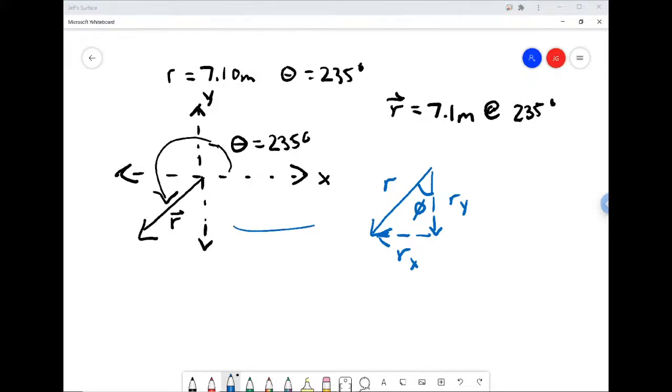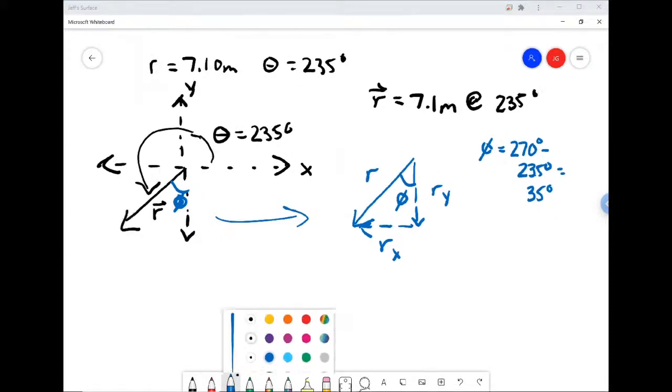All right, so I'm just redrawing that picture over here. Can you figure out what that angle is? Over here in this picture, it's that angle right there. Well, it would be, if we go all the way around the circle to the negative y-axis, that's 270 degrees. So that angle I labeled phi is that minus 235 degrees, which is 35 degrees. Okay, so what we could do then is use our trig functions.